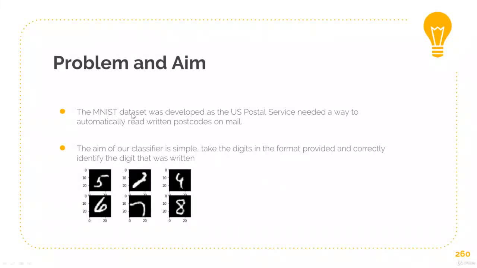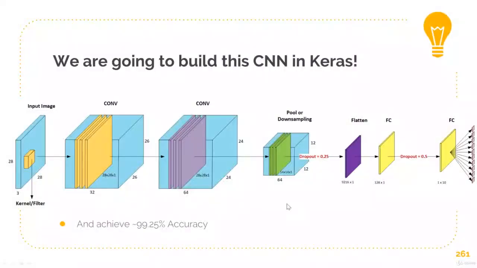So the problem: let's look at the origin of the MNIST dataset. It was developed by the US Postal Service because they needed a way to automatically read handwritten postcodes on mail. So the aim of our classifier now is to take these digits and build a model that will tell us this is a 5, 6, 2, 7, 4, and 8.